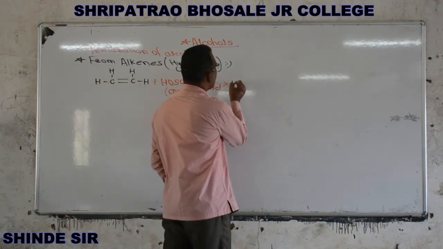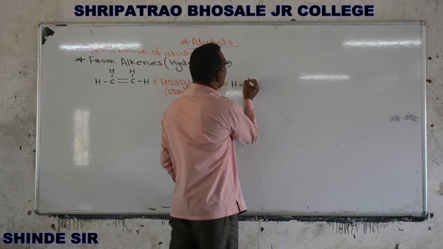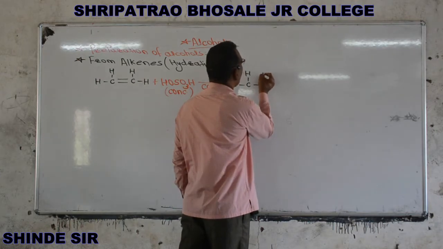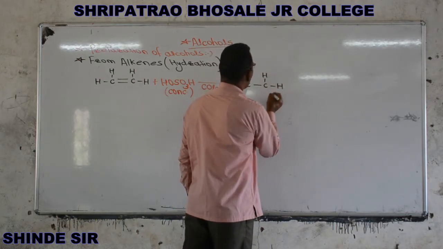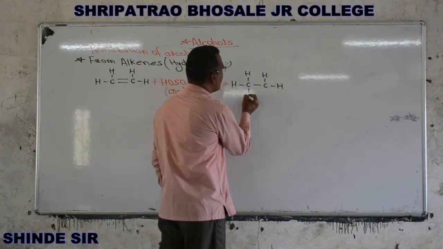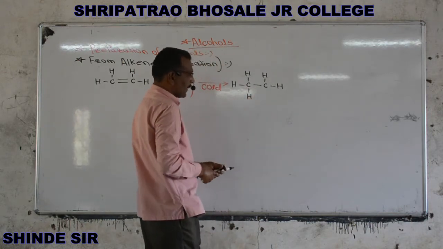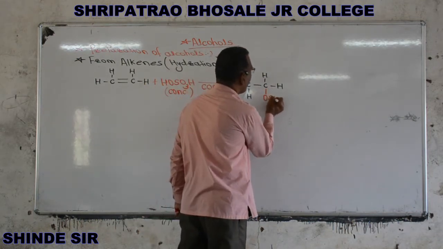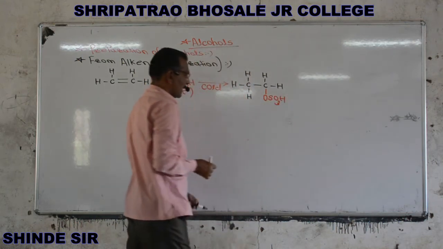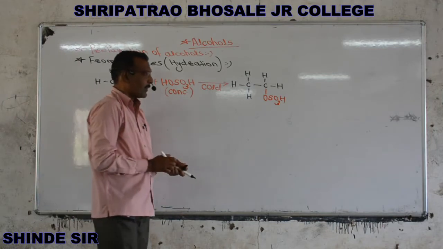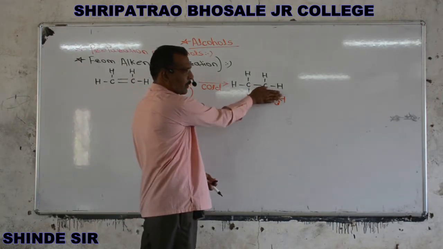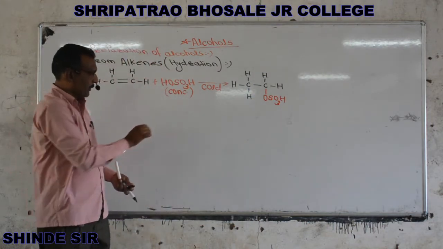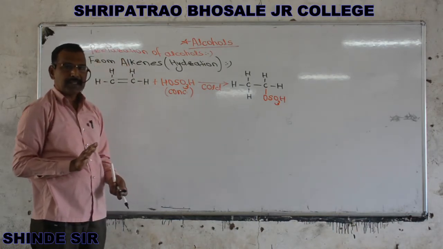So consider here, again this double bond is converted to a single bond. Here there is addition of hydrogen, and here there is addition of hydrogen sulfate, that is SO3H. This forms the ethyl group, and on the ethyl group hydrogen sulfate is added, so it is ethyl hydrogen sulfate. So this intermediate is formed here, ethyl hydrogen sulfate.